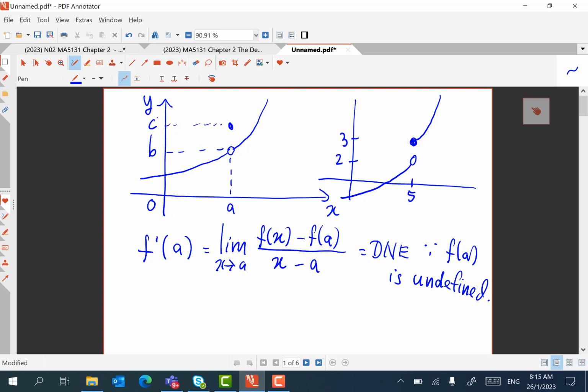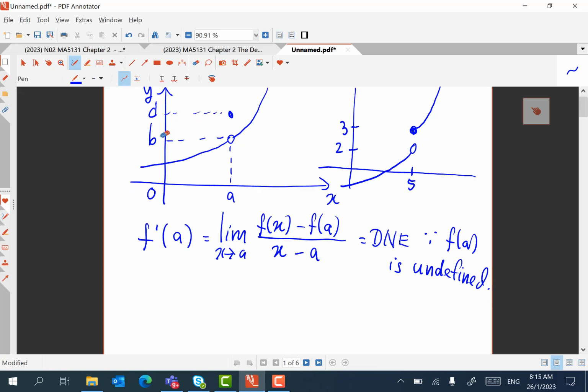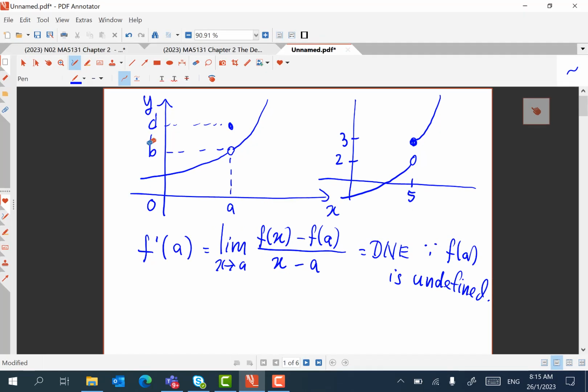Or D. Okay, so maybe let's put numbers, make it easier for us to imagine. Is it okay? Okay, no need to put numbers. Okay, she doesn't want numbers. So let's try again.